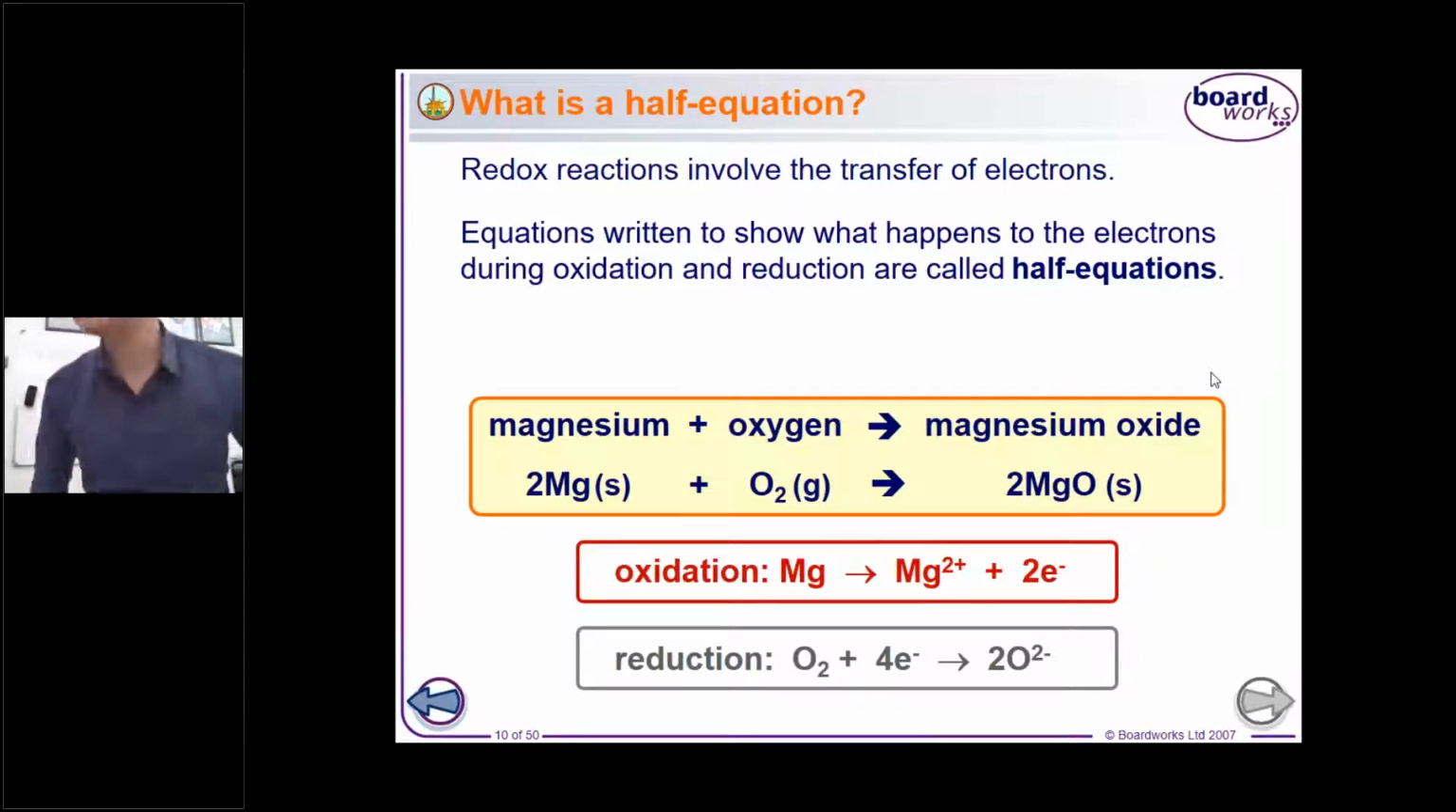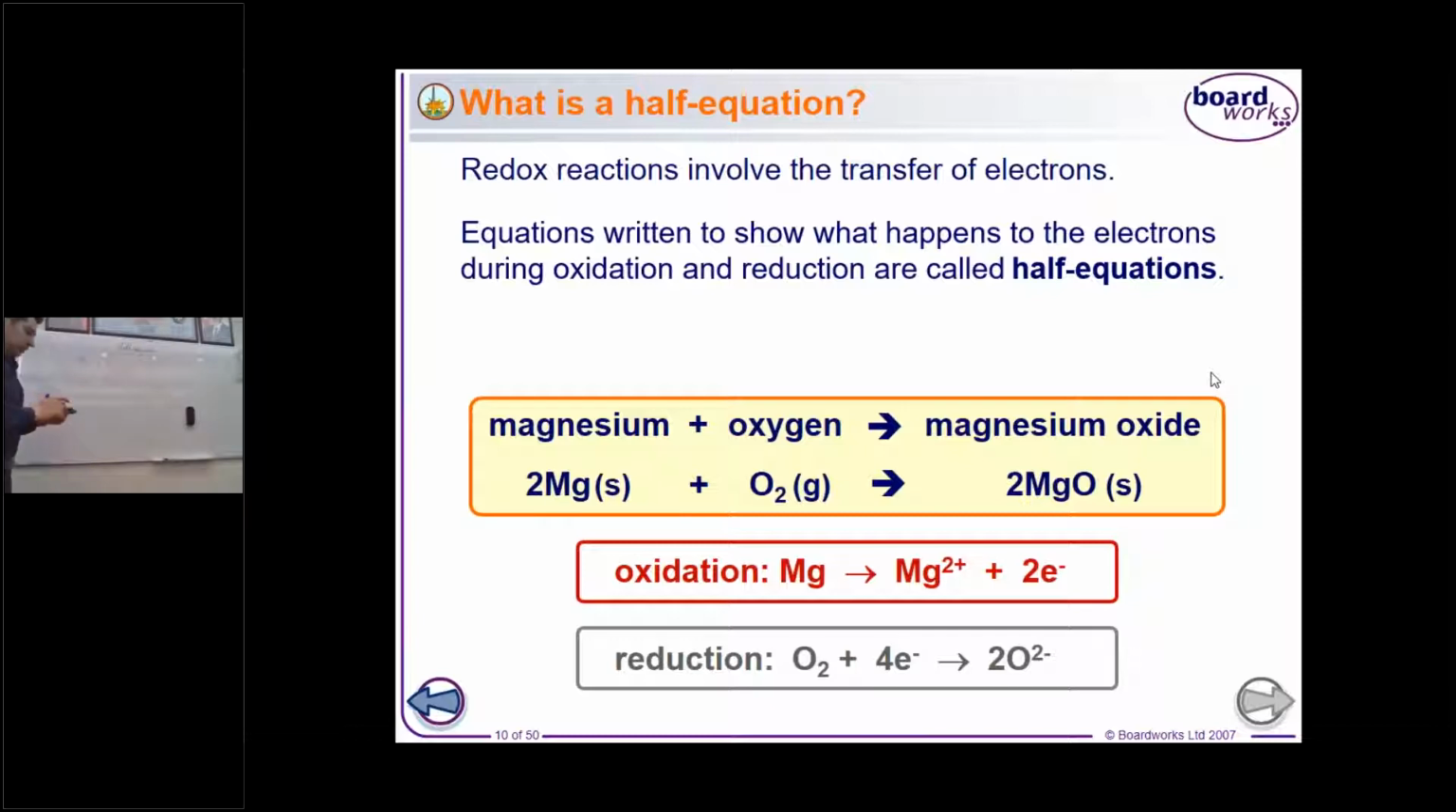For example, let's start from the point. Let's write half equations and show. So let's write our example. Magnesium plus oxygen. We took the balanced equation, so I will write the balance to magnesium oxide.